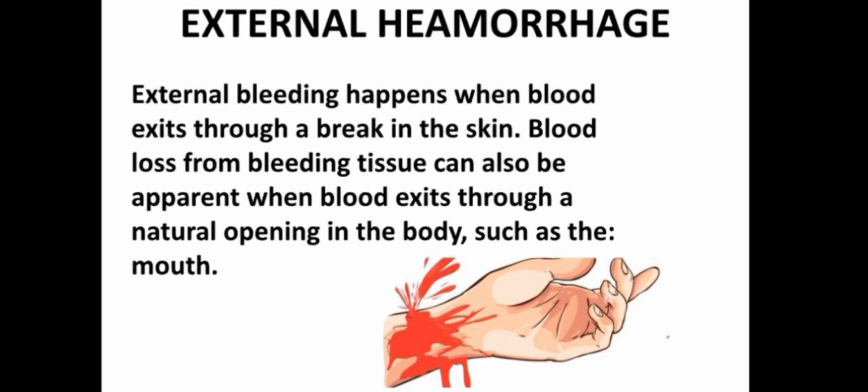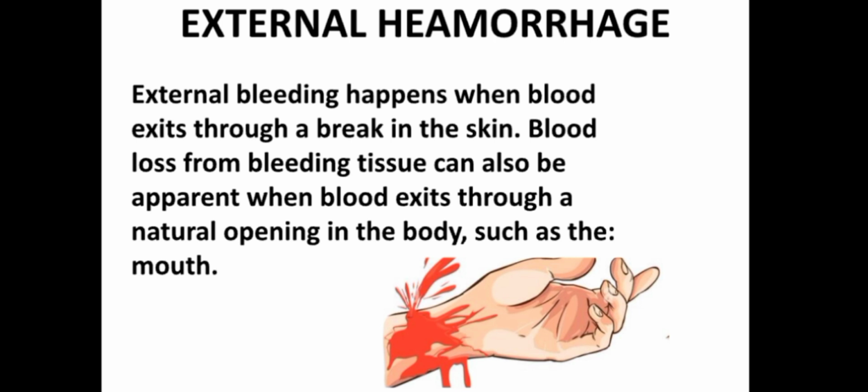External hemorrhage. External bleeding happens when blood exits through a break in the skin. Blood loss from bleeding tissue can also be apparent when blood exits through a natural opening in the body, such as the mouth. External bleeding is basically when the skin is broken and the blood is coming out of the skin, and you can visualize that blood and you can see that blood. That is external hemorrhage.